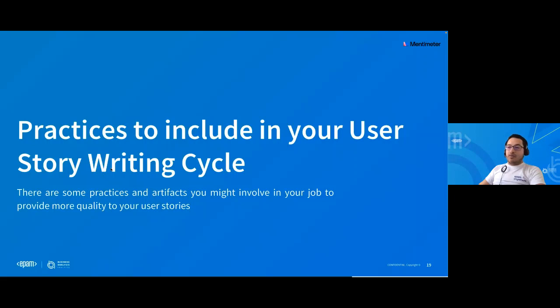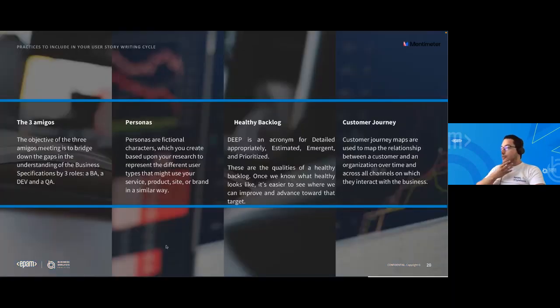Okay, so moving forward, we are going to our bonus section: practices to include in your user story writing cycle. There are some practices and artifacts you can involve in your job, and they will provide more quality to the user stories you write. There are 4 aspects I want to share with you: the Three Amigos, personas, healthy backlog, and the customer journey. So let's start with the Three Amigos.